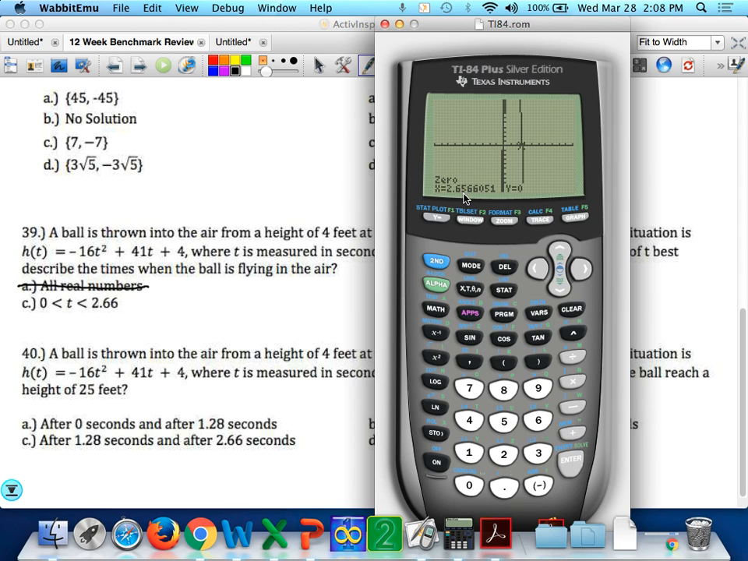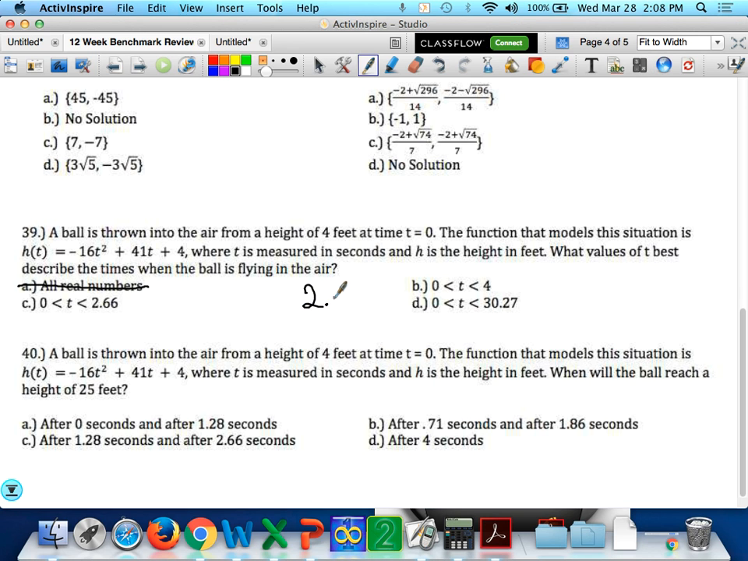So if I'm looking at the second decimal place, I look at the number behind it. That's going to bump it up. So 2.66, comma 0 is that other 0. And that's what we wanted to know. When did it hit the ground? It left our hand at 0 seconds whenever we released the ball, as it says in the problem right here. And it lands on the ground after 2.66 seconds, which is option C.